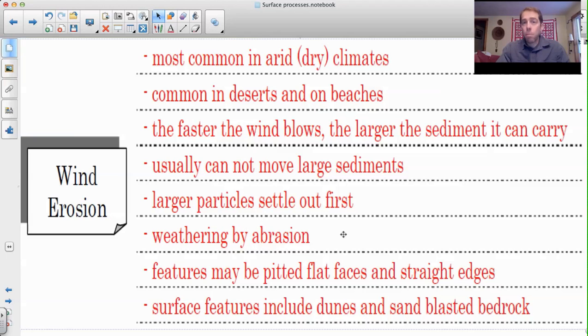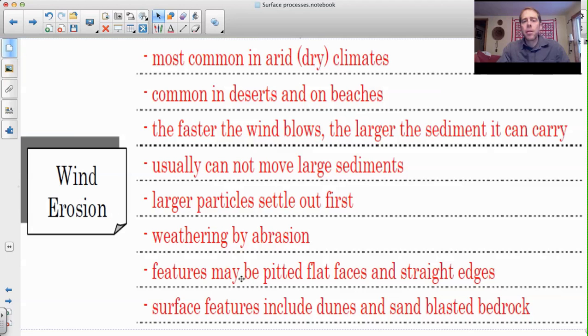Weathering is mostly by abrasion. It's almost like sandblasting. If you've ever heard of sandblasting or seen it done, they take sand, they take compressed air, and they blow the sand with air against something that needs to be sanded or smoothed. Paint needs to be removed, and it does a great job of sanding it. And so sandblasting is that sort of abrasion that we've been talking about.